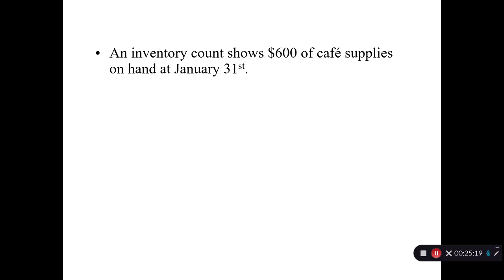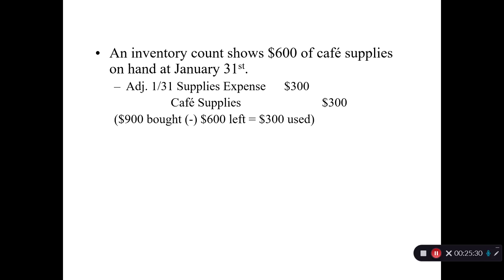An inventory count shows $600 of cafe supplies on hand at January 31st. Okay, so how much was used? Well, we'll have to calculate that out. We bought 900, there's 600 left. That means we used 300. So the amount used would be 300. To debit supplies expense of 300 and credit supplies of 300.